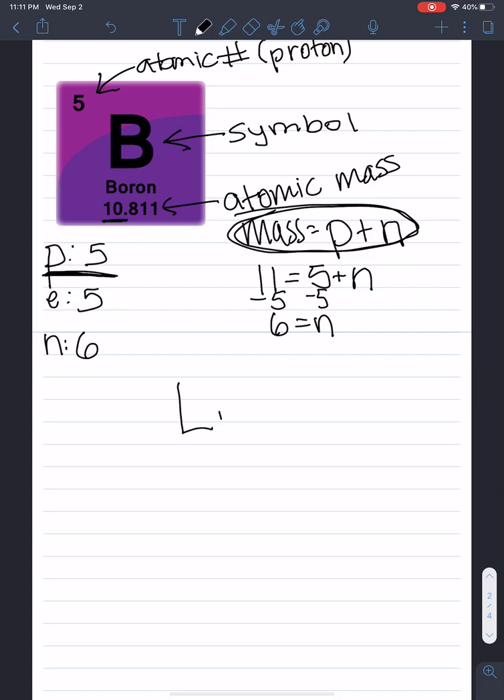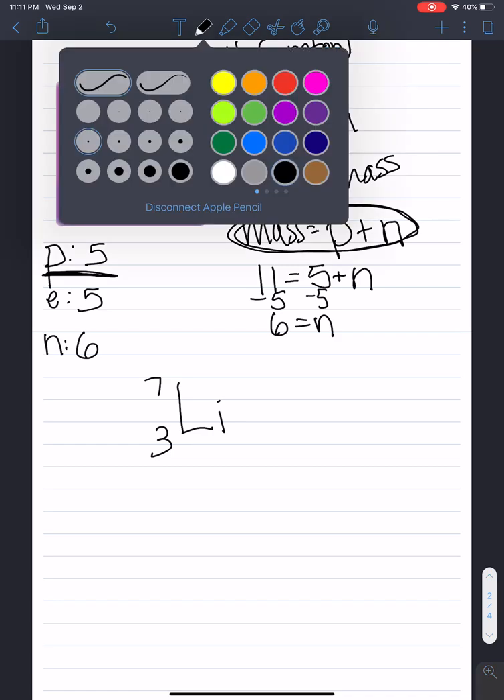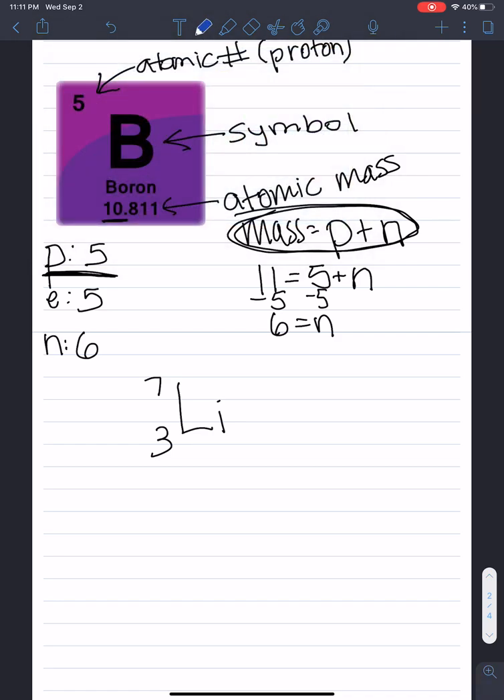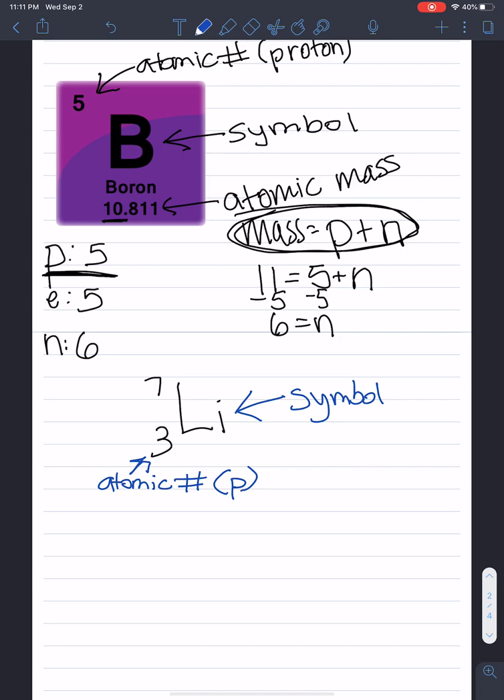They might give you Li, and then put a 7 up here and a 3 down here. All right, I'm going to label it again for you guys. Let me just switch colors so we're not in black for this. Okay, so this Li right here, this is our symbol again. It tells us what our element is. And then this right down here, our smaller number is going to be our atomic number. And remember, that's our number of protons. And then the bigger number up here is our atomic mass.